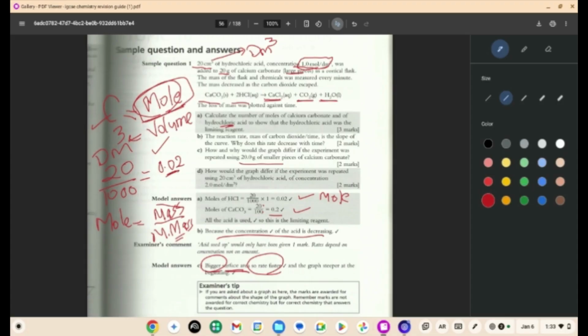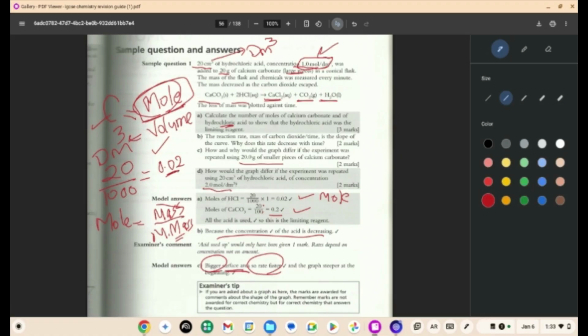In question D, how would the graph differ if the experiment was repeated using 20 cm³ of hydrochloric acid of concentration 2 moles per dm³? What's happening here? We double the concentration. We use 2 moles per dm³ instead of 1 mole per dm³. As we study, as we increase the concentration, the chemical reaction rate will increase. So what will happen to the graph? The rate of the reaction will increase, or we can say that the reaction will occur in less time.